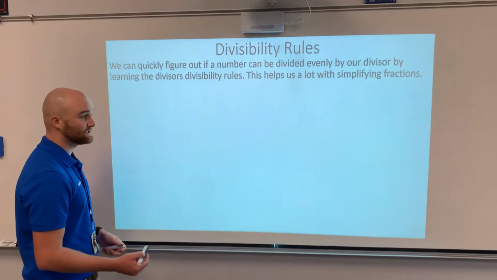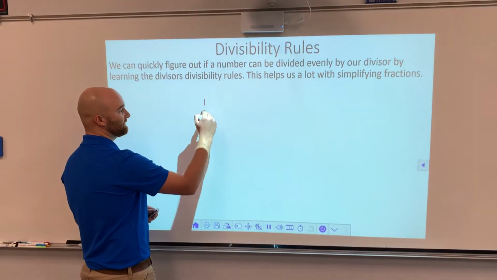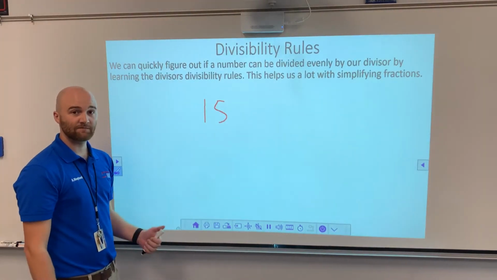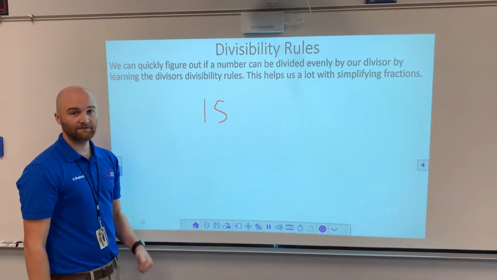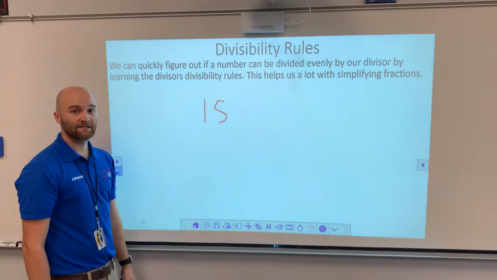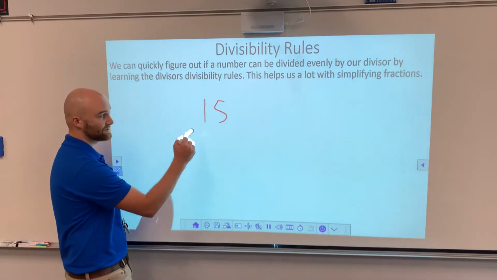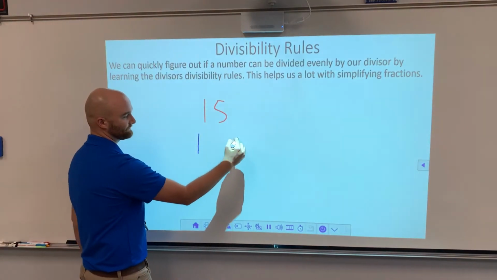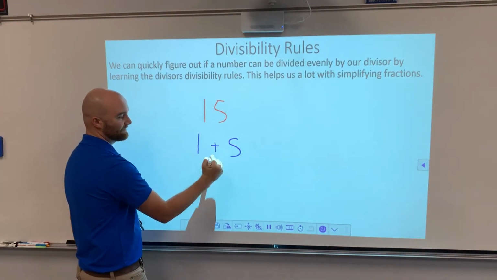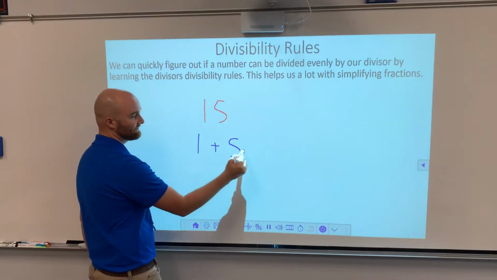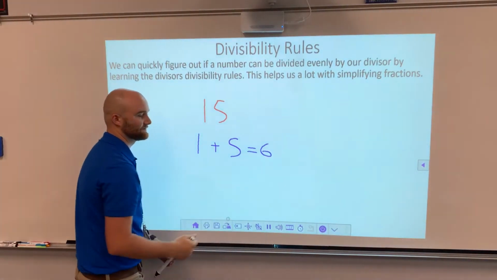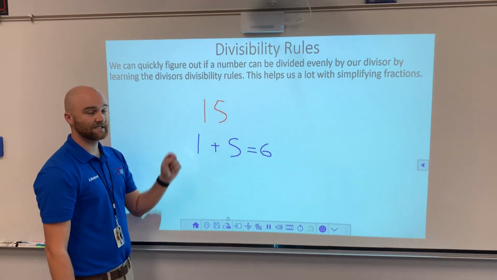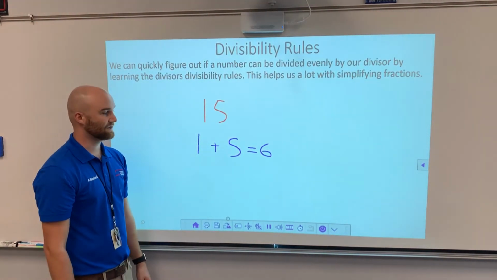So if I wanted to see the number 15, and I wanted to know if 15 is divisible by 3, if when I divide 15 by 3, I'm going to get a nice neat number, what I would do is take these two digits and split them apart. Then I add them back together. 1 plus 5 is 6. If I can count by 3s to get to 6, then I know that 15 is divisible by 3.